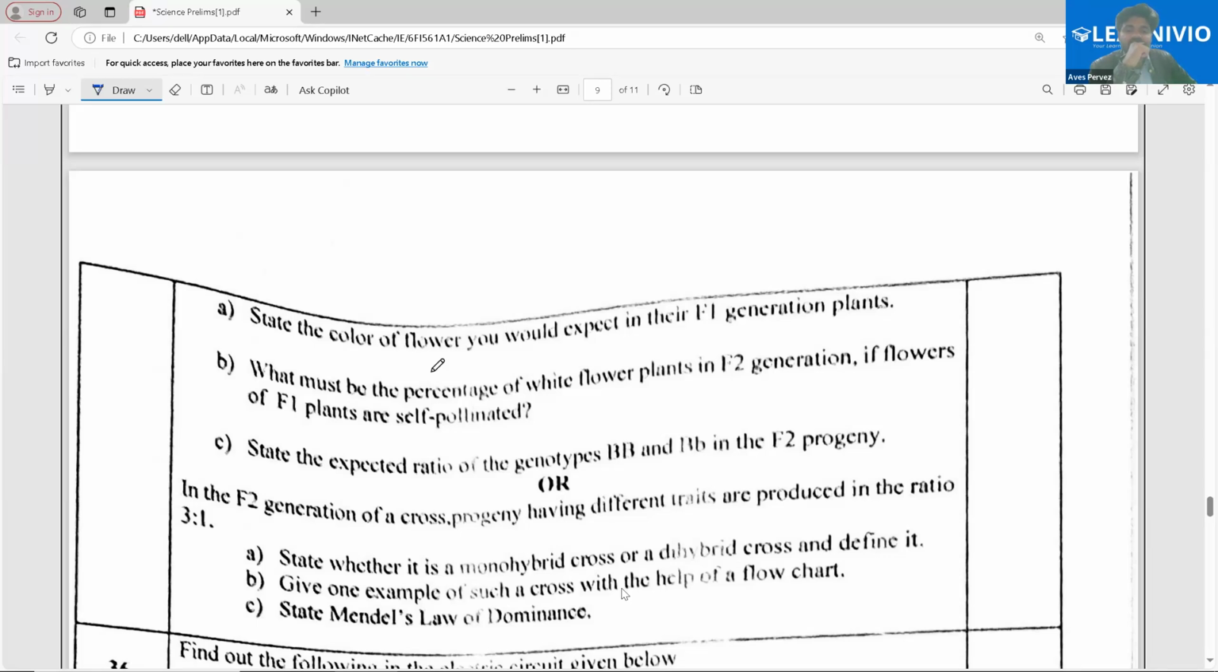Express the ratio of the genotype of B and capital B. What is the genotype? State the expected ratio of BB and small b in the F2 generation. I got like 2:1. 2:1? Why 2:1? I did the cross and everything. So you write 1:2, right? 1:2 is not equal to 2:1. If you think 1:2 and 2:1 are the same thing, no. I wrote 1:2 only because I wrote capital B ratio first, and then I wrote the numbers.